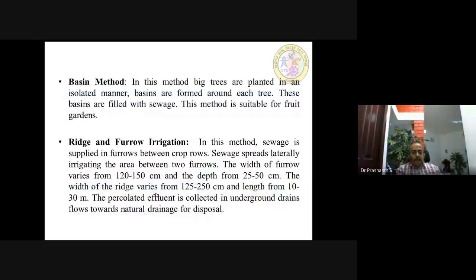Another method is the basin method. In this method, big trees are planted in an isolated manner. Basins are formed around each tree, and these basins are filled with sewage. This method is suitable for fruit gardens.